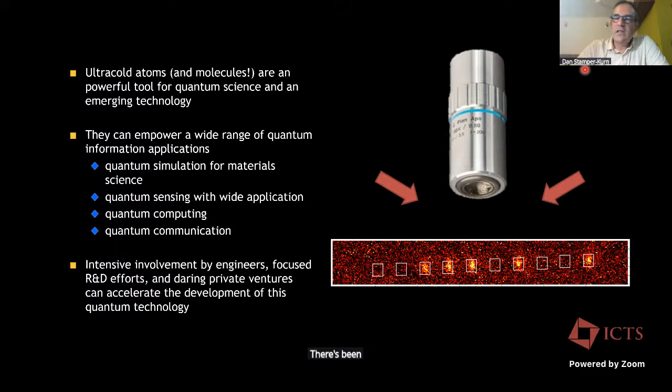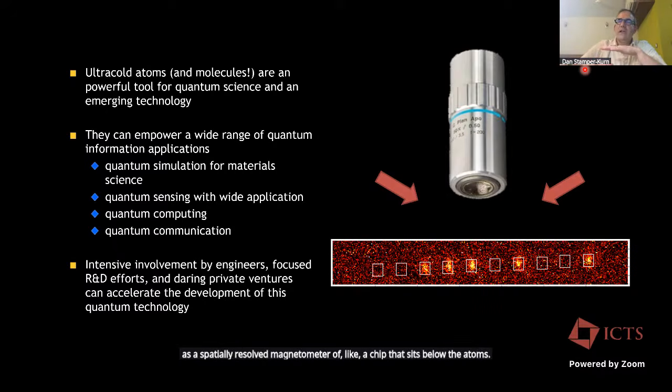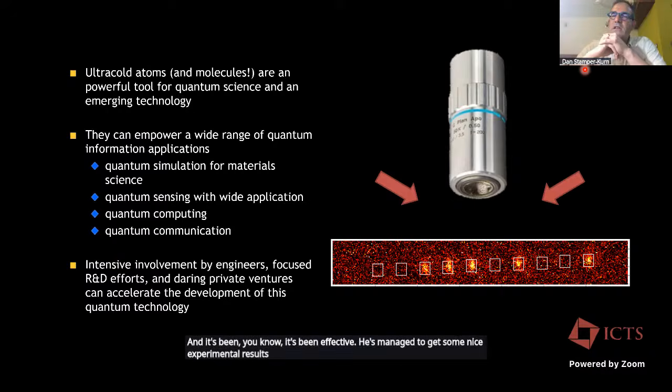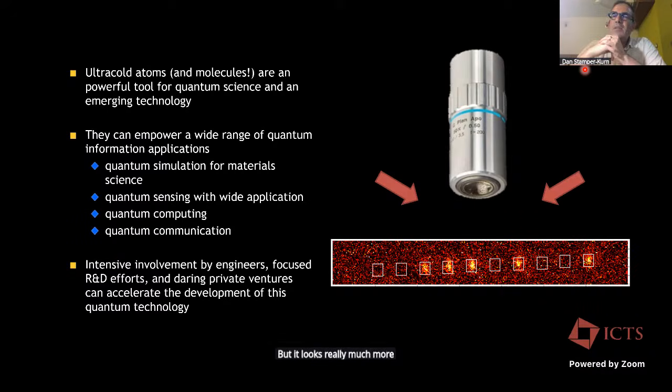There's been a really nice set of experiments by Benjamin Lev out at Stanford trying to use cold atoms as a spatially resolved magnetometer of a chip that sits below the atoms. And it's been effective. He's managed to get some nice experimental results out of it, but it looks really much more complicated than the NV sensor.